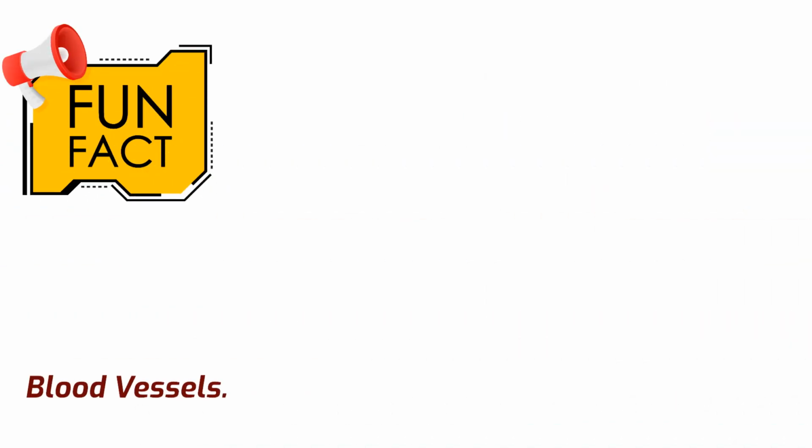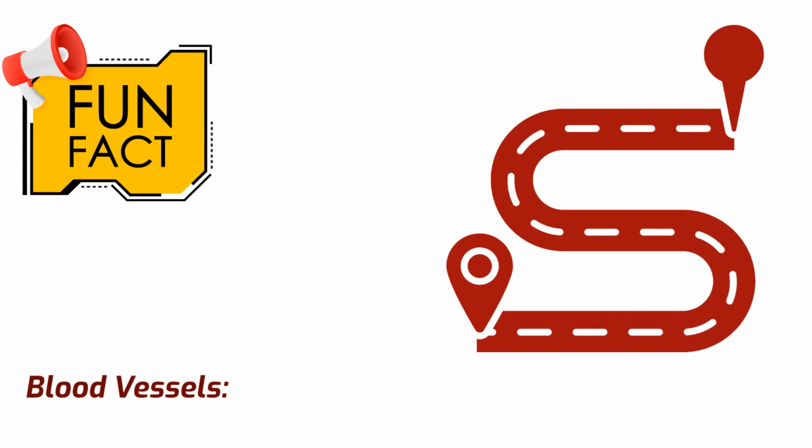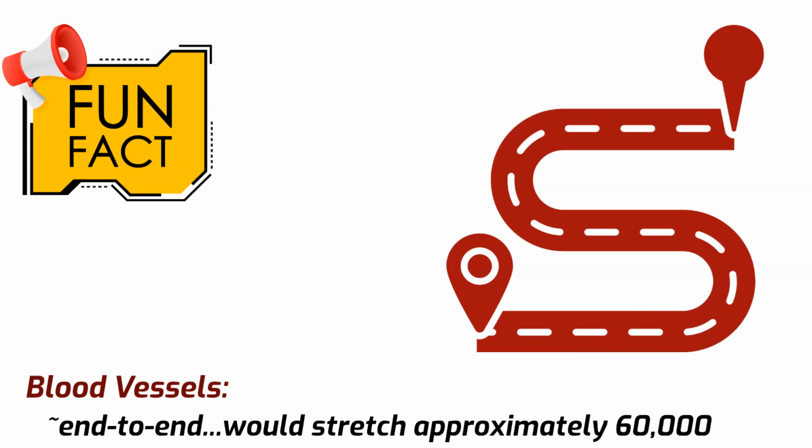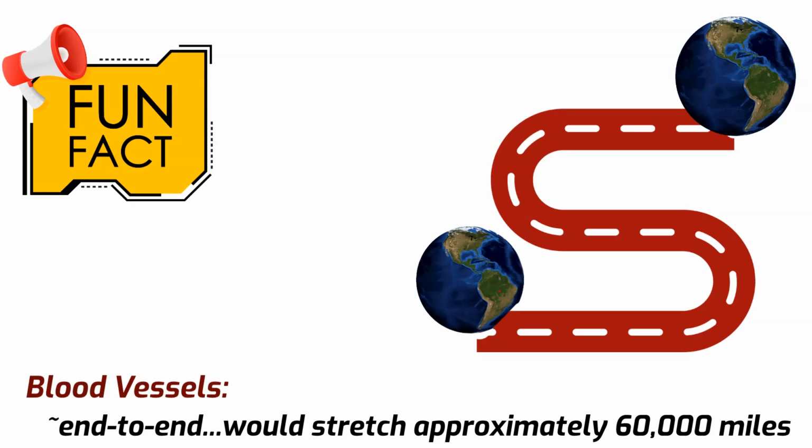Fun fact: did you know that if you were to lay out all the blood vessels in your body end to end, they would stretch approximately 60,000 miles? That's enough to circle the Earth more than twice. This astonishing fact highlights the incredible complexity and efficiency of the circulatory system.